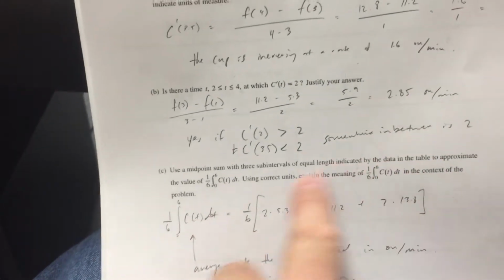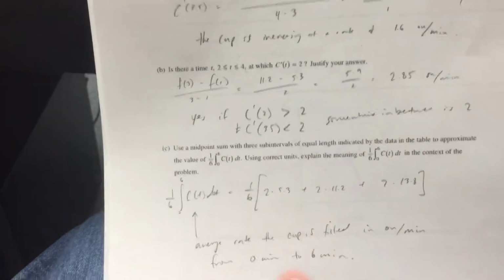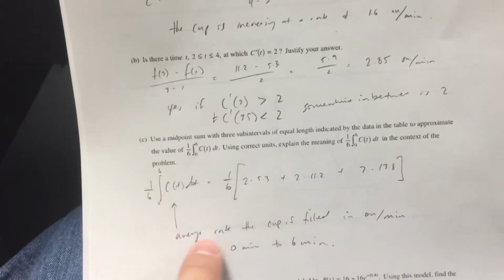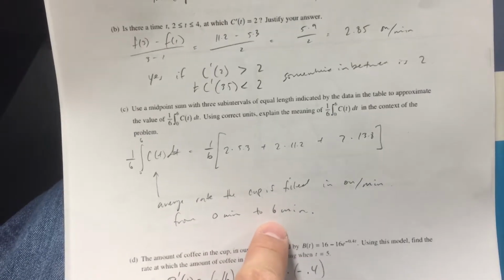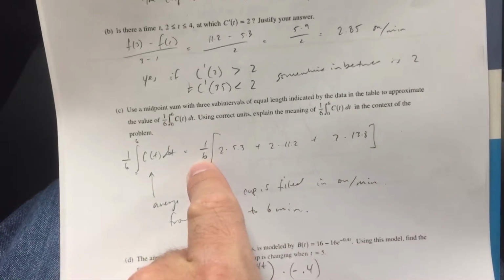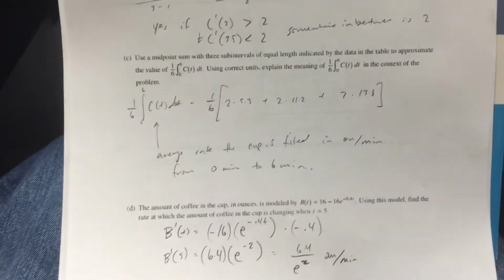And you could leave it like that. You don't even have to find the answer. That's just done much like that. And this means the average rate the cup is filled in ounces per minute from 0 to 6 minutes. So I didn't even fill this part out. I don't have to do the simplification there.